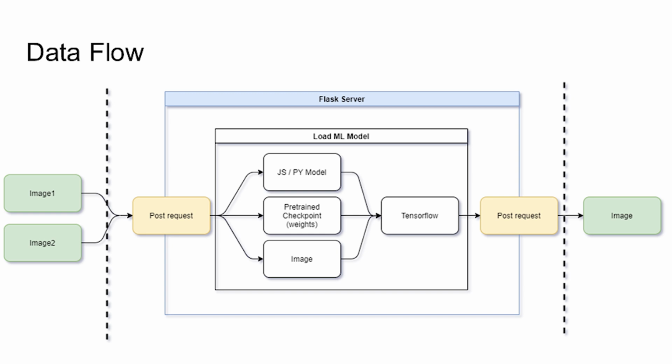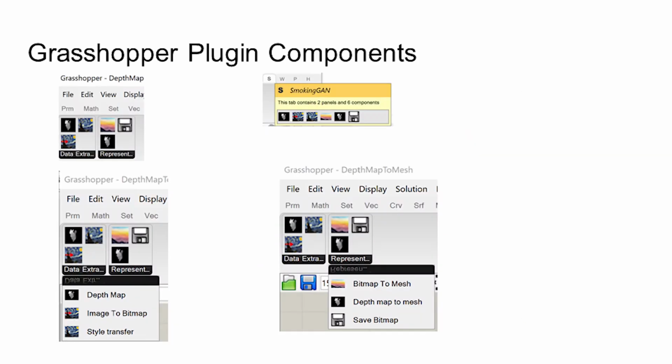And then there's a request that's made at the end once the data is formatted, and then we get a resultant image as an output. Go to the next slide. So this is just a snapshot of some of the components that we created within Grasshopper, and we stylized them based on some of the features and functionality that the components do.